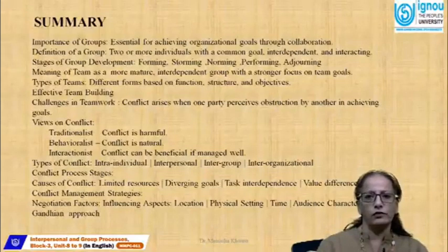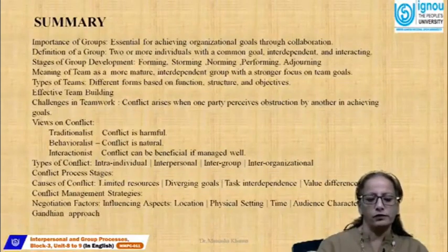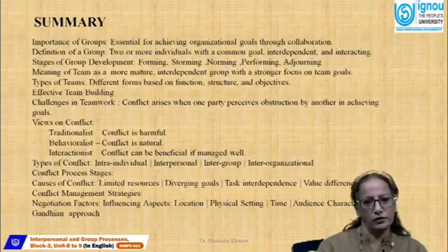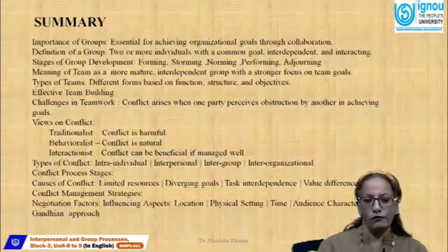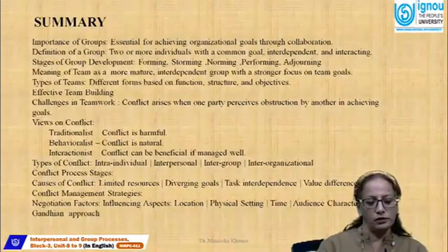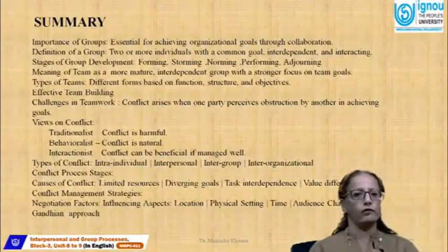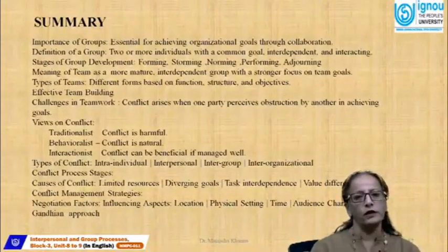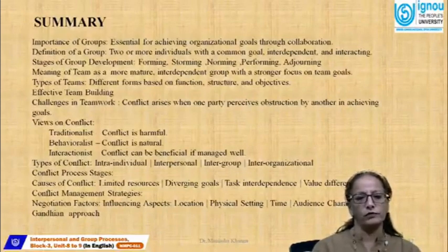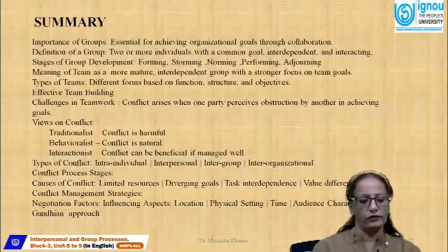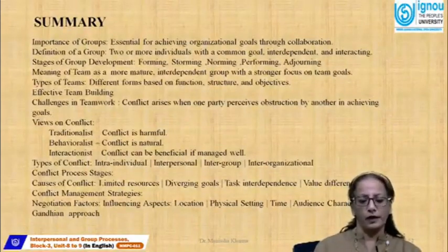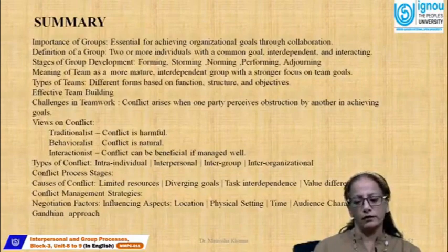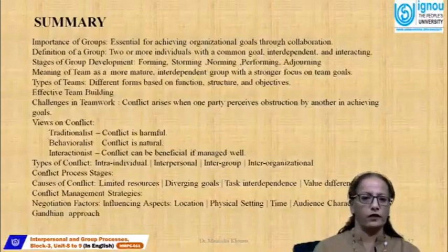We also learned about views on conflicts, that can be traditional, behaviorist, or interactionist. Types of conflicts can be seen as intra-individual, interpersonal, intergroup, and intra-organizational conflicts within an organization. We have seen certain causes of conflicts: limited resources, diverging goals, task interdependence, and value differences. We have also seen the negotiation factors which influence the aspects, the physical setting, time, adherence, characteristics, and we have finally seen the Gandhian approach.